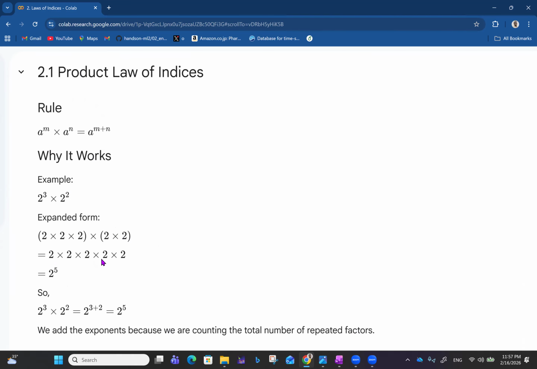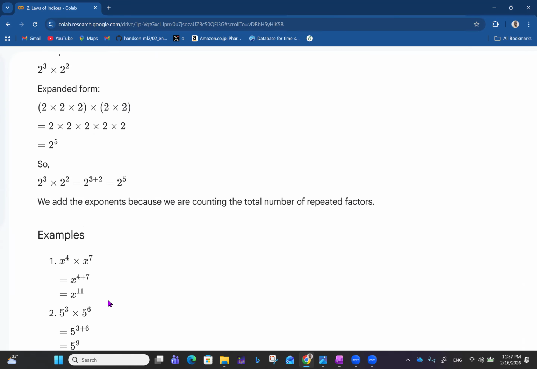Since you have seen it the long way, you discovered it always results in the same thing. So you can know that 2 raised power 3 times 2 raised power 2 is the same thing as 2 raised power 3 plus 2, which is equal to 2 raised power 5. We add the exponents because we are counting the total number of repeated factors. That's why we can just add the powers. So a raised power m times a raised power n is equal to a raised power m plus n.